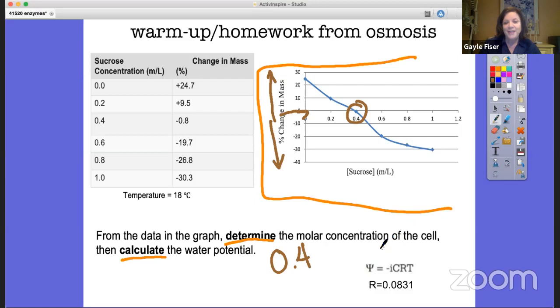So now I need you to take that information, and I'm going to give you about 30 seconds to pull it together with finding the water potential of this solution, or this potato and the solution.